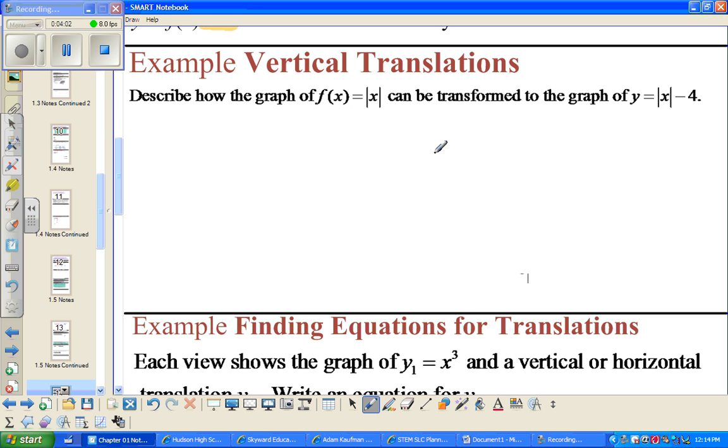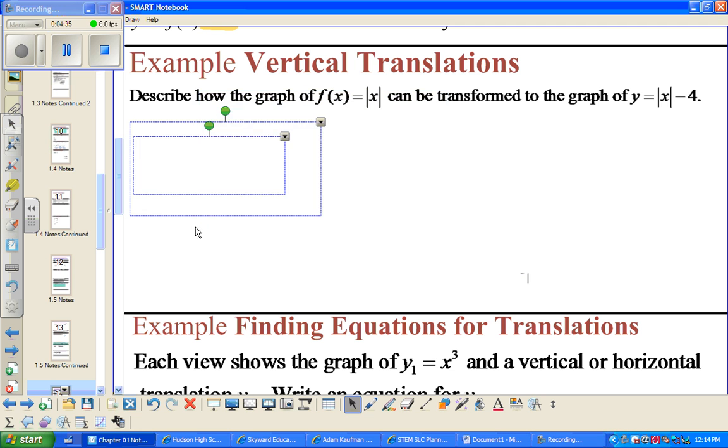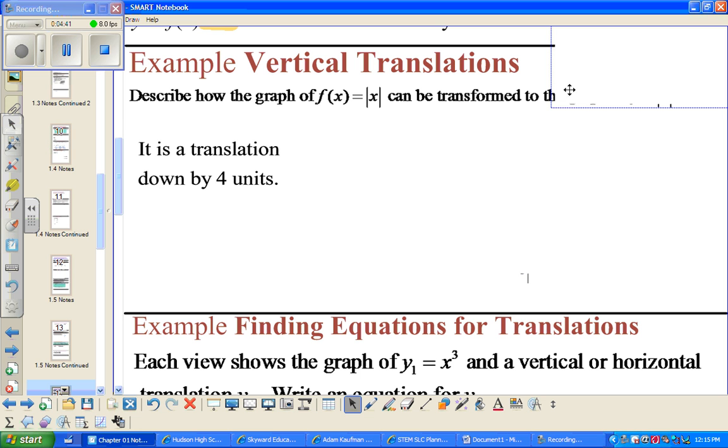Take a look at this example. The original function, or one of your basic functions, f of x equals the absolute value of x, can be transformed to the graph of y equals absolute value of x minus 4. How would this graph be different? Or what would the change be? If you answered a vertical shift down 4 units, you would be correct. Here's what that shift would look like.